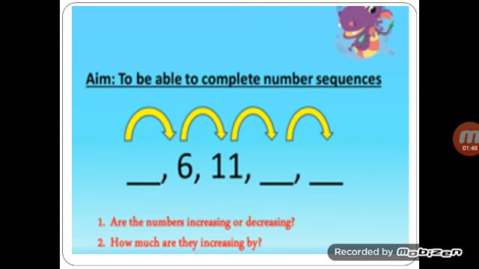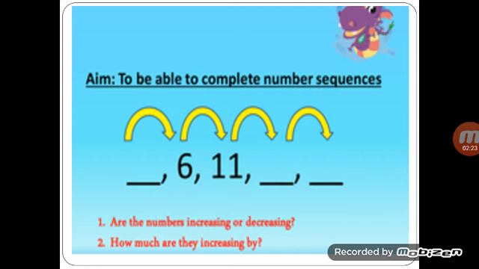Next example is given with 6 and 11, a blank before the numbers and 2 blanks after the numbers. When you are going to solve such kinds of sequences, you have to first see whether the given sequence is increasing or decreasing. 6 and 11, you can see that it is increasing. Secondly, you will see how much they are increasing by. For this purpose, we will subtract 6 from 11, and what is the difference?